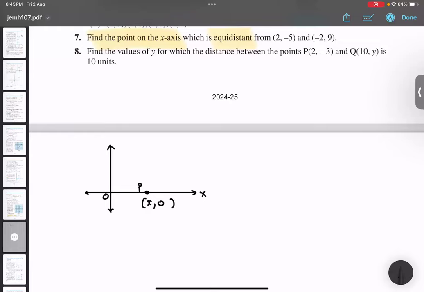It is equidistant from another point 2,-5 and -2,9. So 2,-5 will be somewhere down, somewhere here. Okay, that's point A, let's say. So 2,-5 and -2,9. Minus 2 would be somewhere there. Like this.